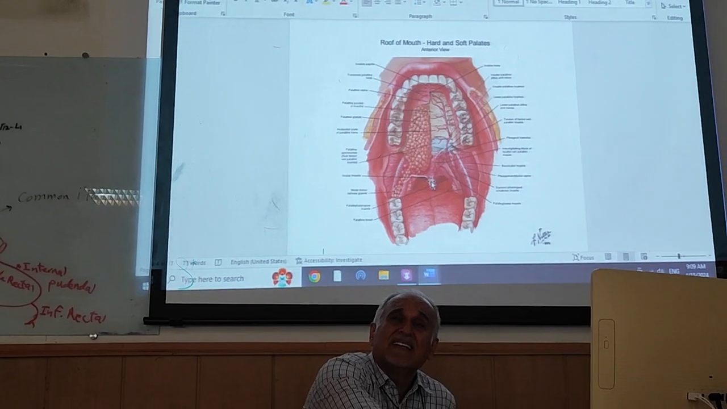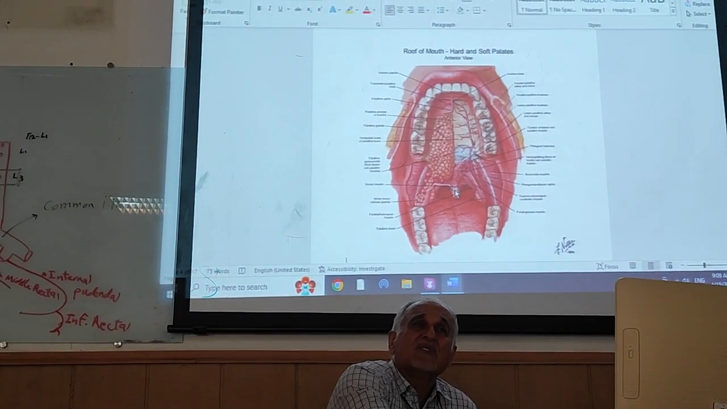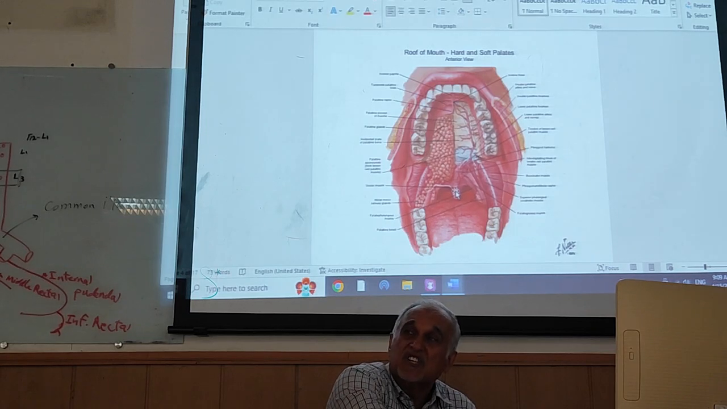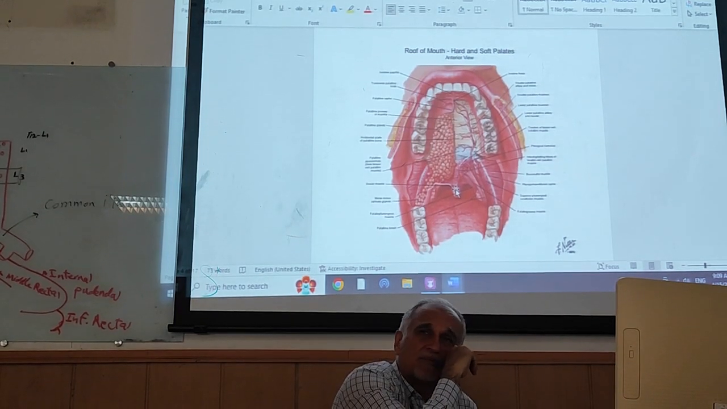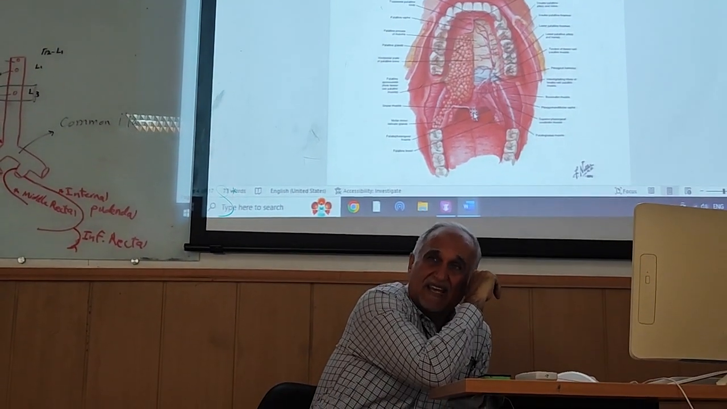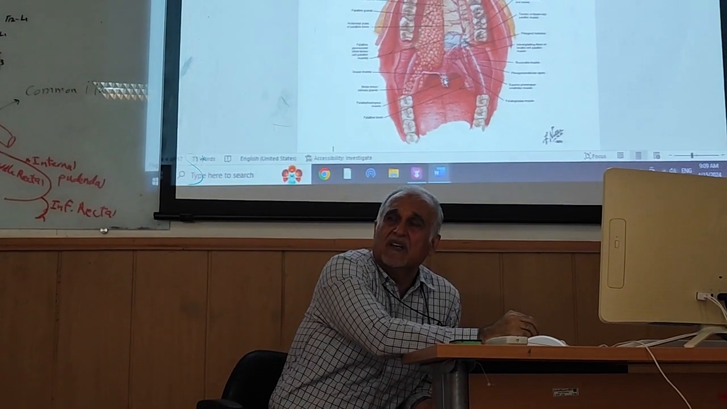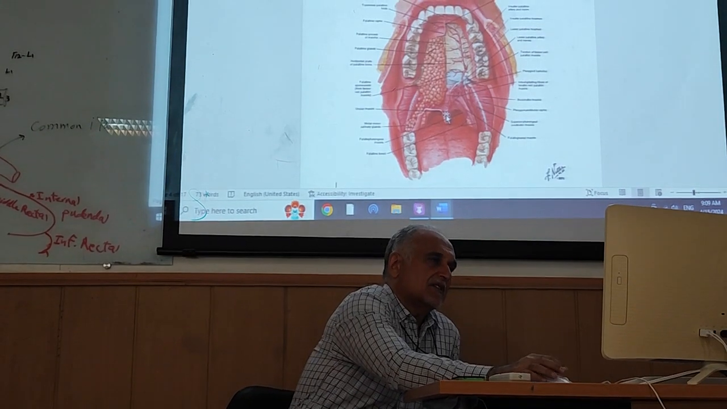These supply this, but there is an exception, and it goes back to the tensor veli palatini. Tensor veli palatini will be innervated by the trigeminal, V3, the mandibular branch of the trigeminal. So all the muscles of this part are supplied by the vagus nerve except the tensor veli palatini. Tensor veli palatini will be innervated by the trigeminal. Yes.